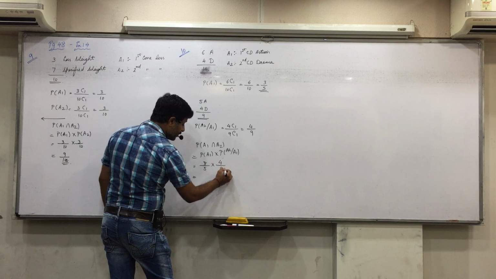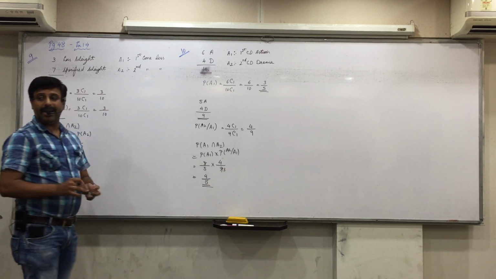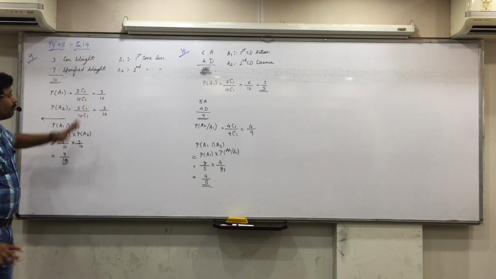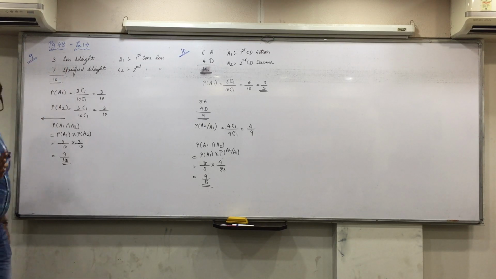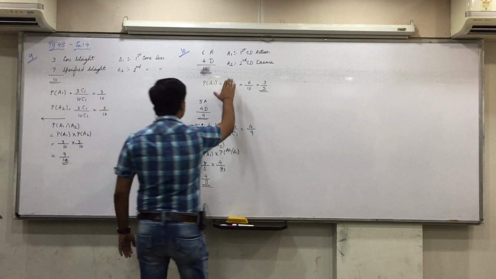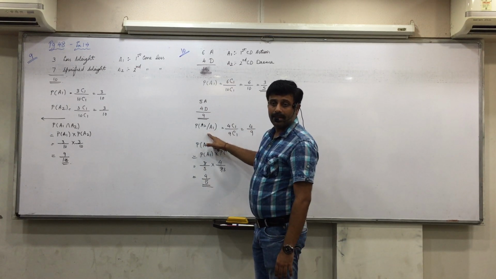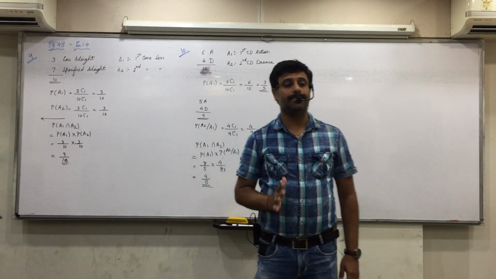3 into 3, so 4 by 50. Keep it in mind, when the selection is with replacement, then both the events' sample space will remain the same. When the selection is without replacement, then for the second event the sample space will decrease by one element.